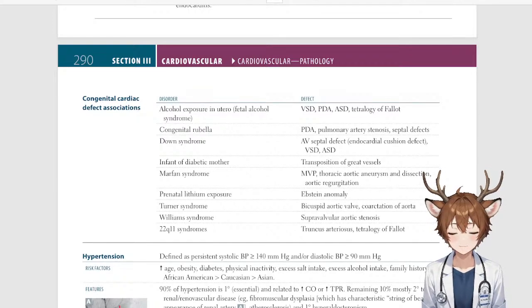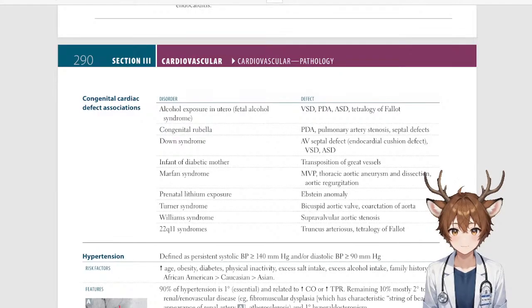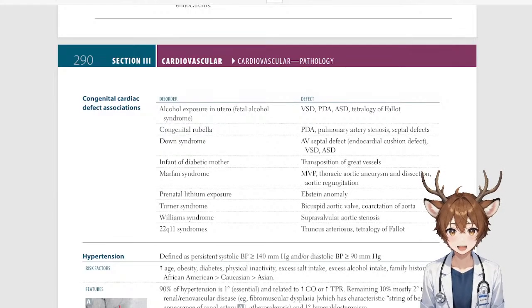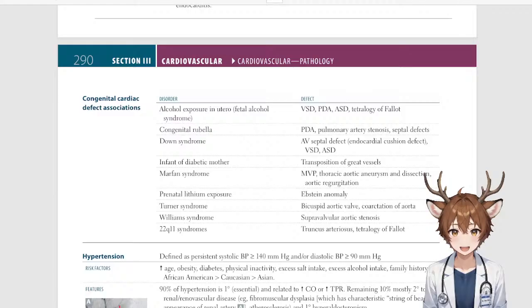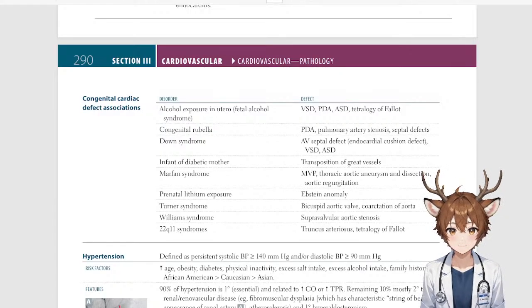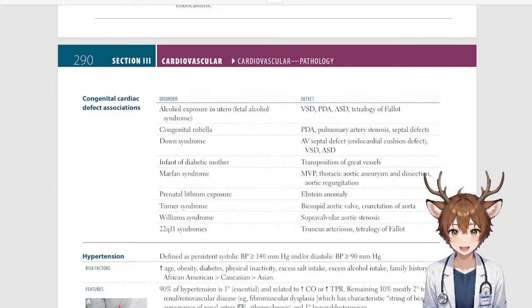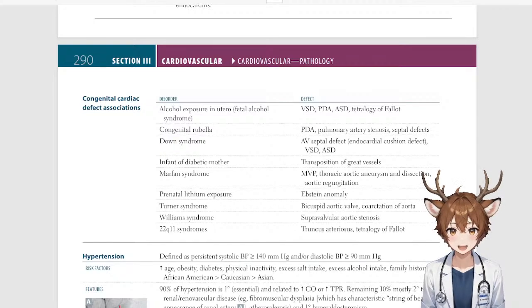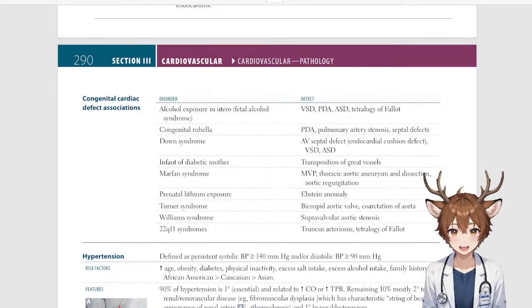Marfan syndrome, associated with mitral valve prolapse, thoracic aortic aneurysm / dissection, and aortic regurgitation. And that just kind of makes sense if you think about it. Think about what's the fundamental issue of Marfan syndrome. It's not really able to maintain its proper shape. And so as a consequence, you're having mitral valve prolapse, thoracic aortic aneurysm / dissection, and aortic regurgitation. Let me go look it up, just make sure that I'm not mischaracterizing it.